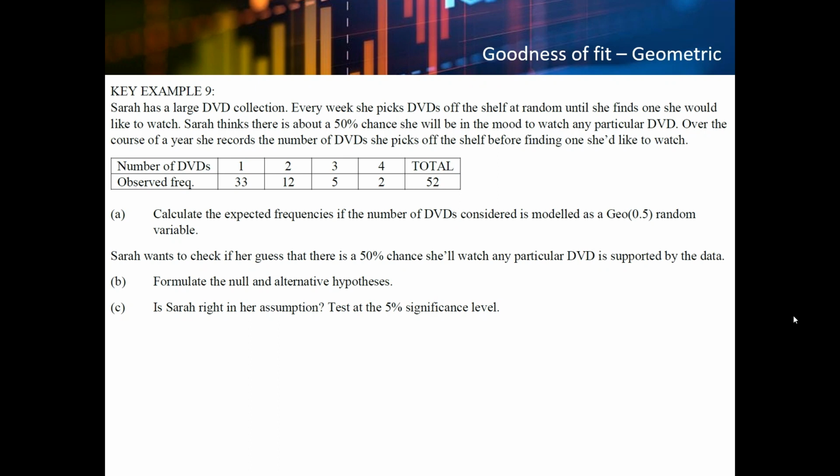So calculate the expected frequencies if the number of DVDs considered is modelled with this particular geometric distribution. So essentially for each section, don't forget what we're saying is, okay, what's the probability that she picks first time? So that would be 0.5 multiplied by her total, to get the actual number of DVDs. So that's going to give us an expected value of 26.